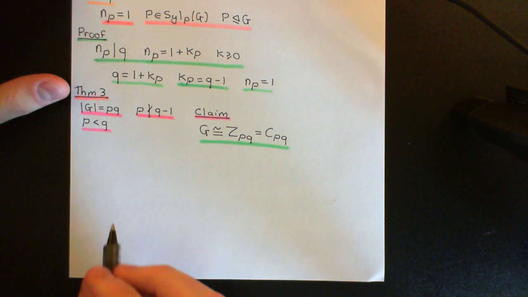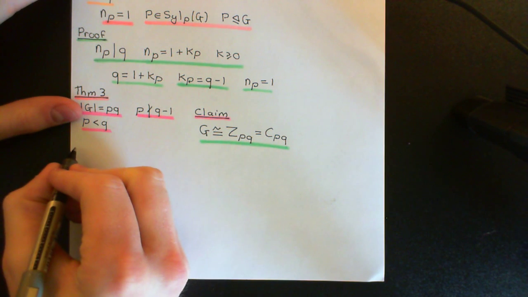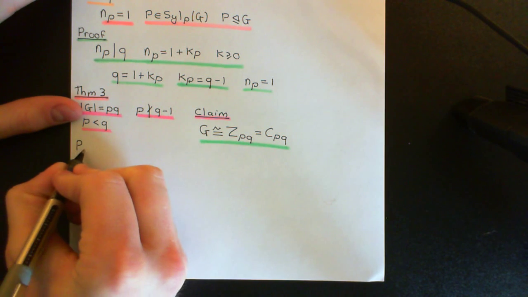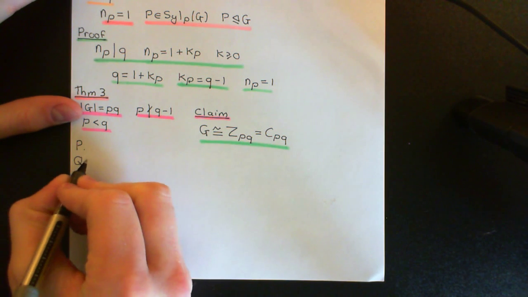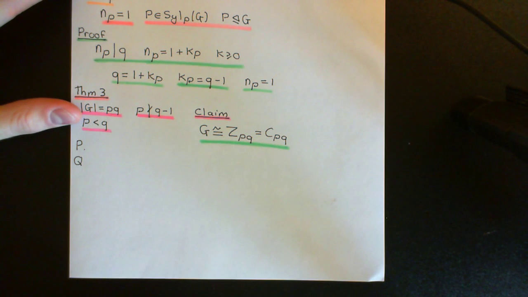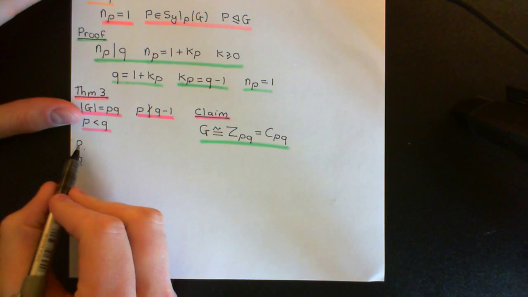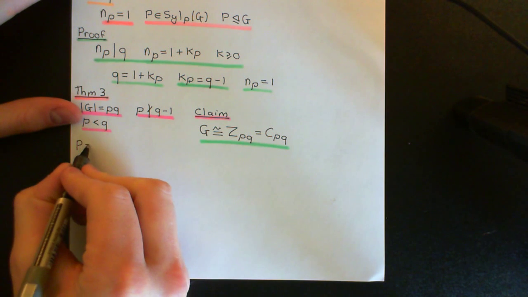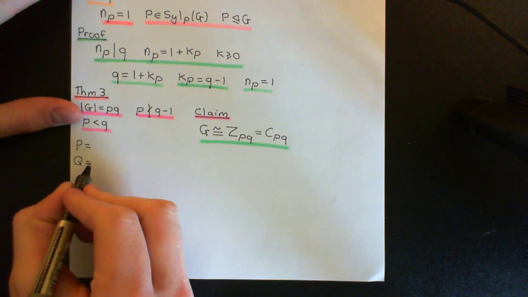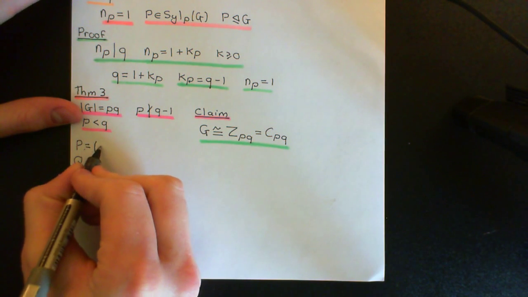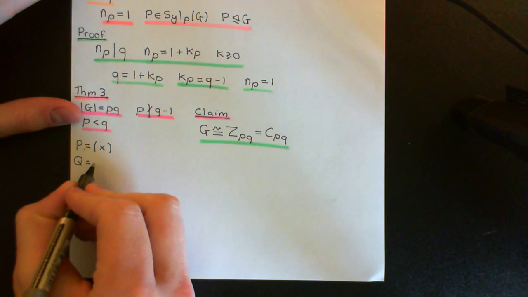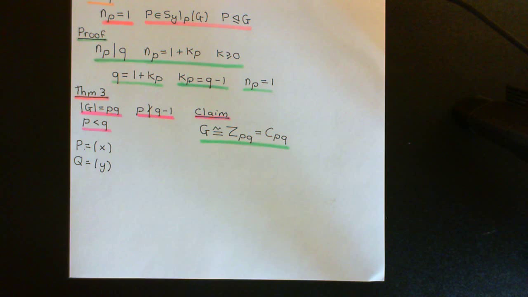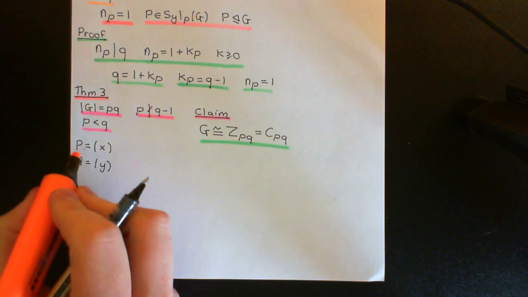Now we know that we have these two interesting subgroups, capital P and capital Q, that are both normal subgroups in the group capital G. We also know that this one has order little p, a prime, and that this one has order little q. That means that both of these are cyclic subgroups. So P is a cyclic subgroup, and let's say it's generated by some element little x, and Q is a cyclic subgroup generated by some element little y.